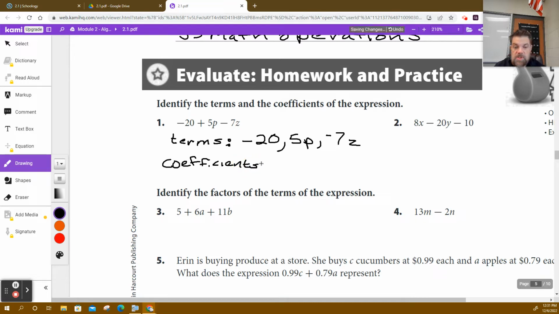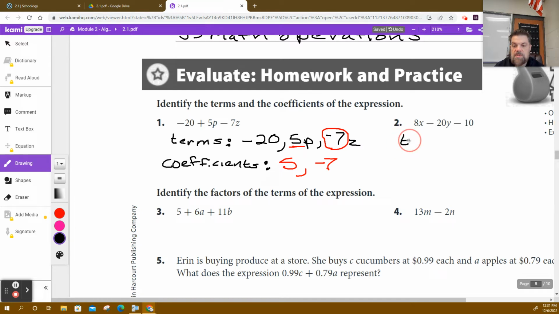Well, the coefficients are only numbers in front of a variable. So it's only a number in front of the variable. So this is a number in front of the variable, so that's 5. And, well, negative 7, right? Okay. So now let's continue down that path.